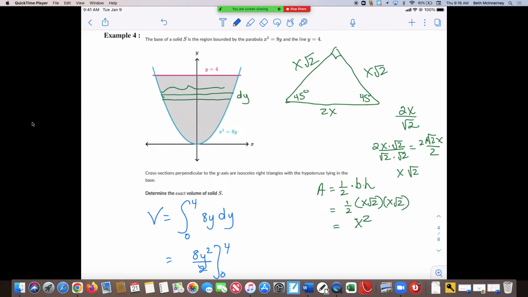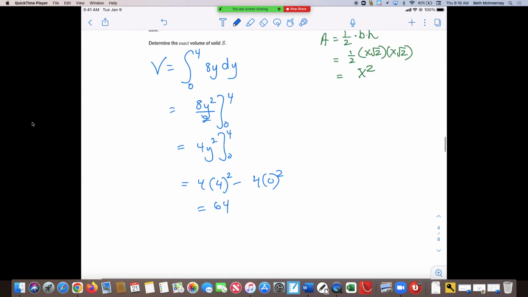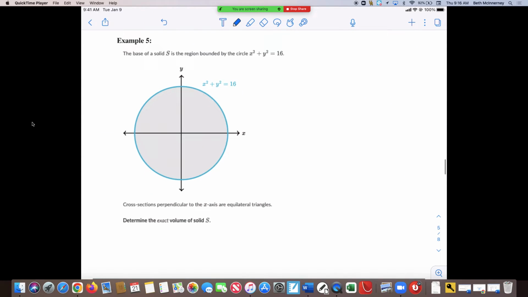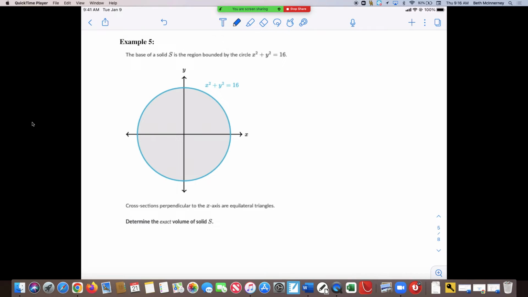Yeah, absolutely. Okay, let's look at example 5, and I'm going to give you a head start and see if you can do this one all on your own. I have equipped you. You are ready to go. The base of a solid S is the region bounded by the circle x squared plus y squared equals 16. Cross sections perpendicular to the x-axis are equilateral triangles. Determine the exact, what does exact tip you off with?